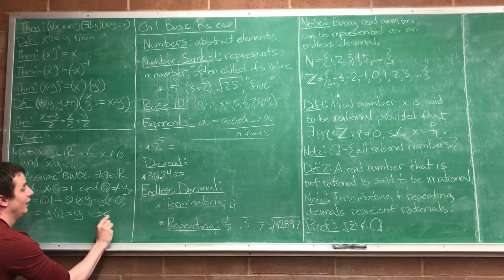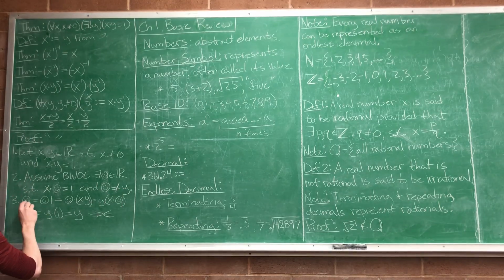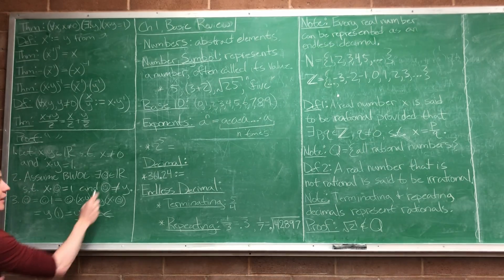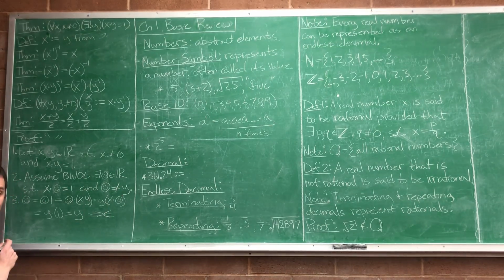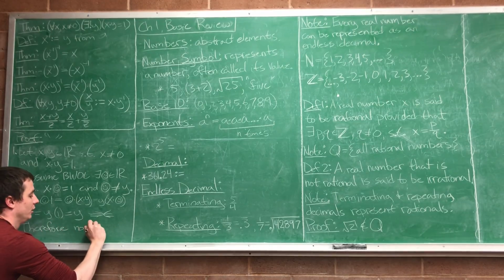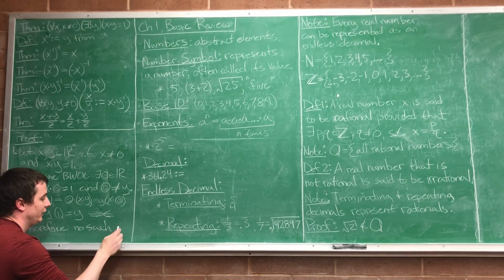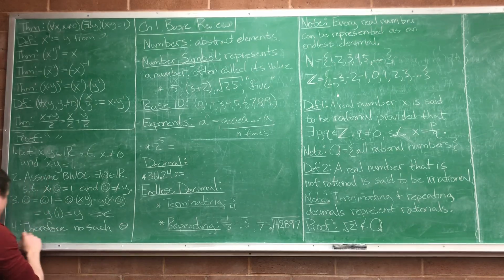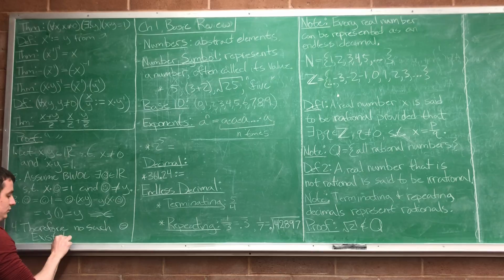Contradiction. I said smiley face isn't equal to y, and then I said smiley face is equal to y. That's a contradiction. Both those statements can't be true. Therefore, our assumption that there exists some smiley face that satisfies this condition is false. So therefore, smiley face does not exist. Therefore, no such smiley face exists. And we're done.